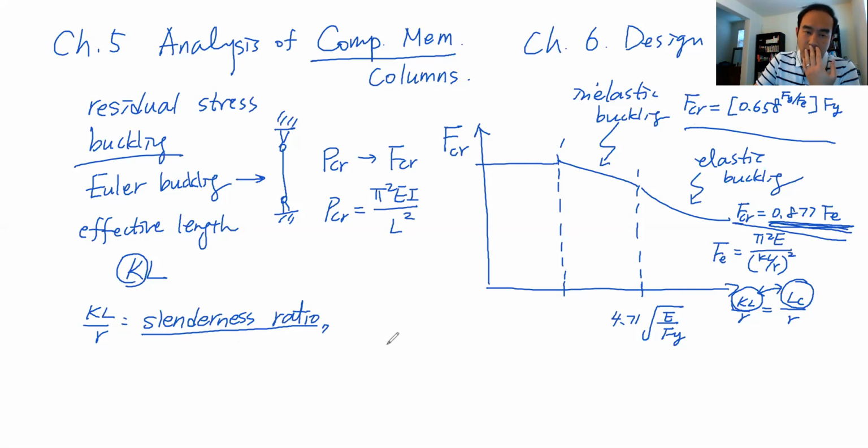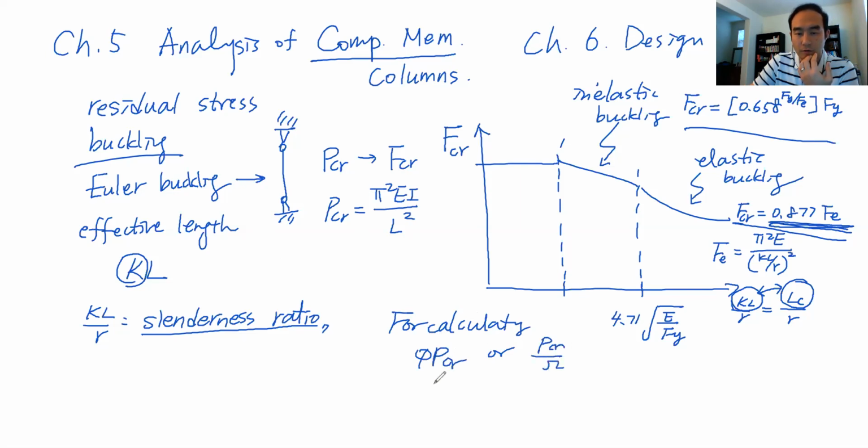The second one, for calculating phi times F sub CR, or P sub CR in this case. Phi times PCR or PCR over omega, depending on whether this is LRFD or ASD, right? So the first method is equations.